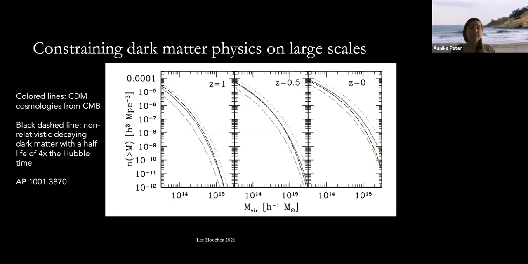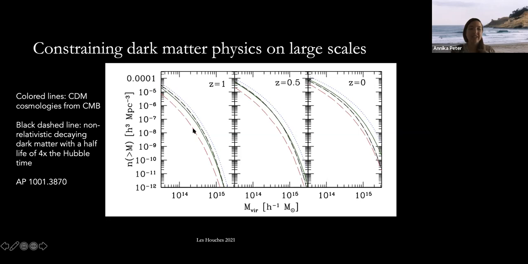So what I'm showing in this plot is how you could possibly constrain how stable dark matter is or not. On the x-axis, we've got halo mass. The y-axis, we've got the number density of halos. And each panel represents a different redshift. Now, each of these colored lines represents a slightly different cosmology, assuming cold dark matter.